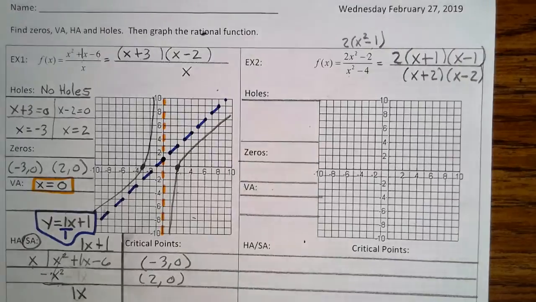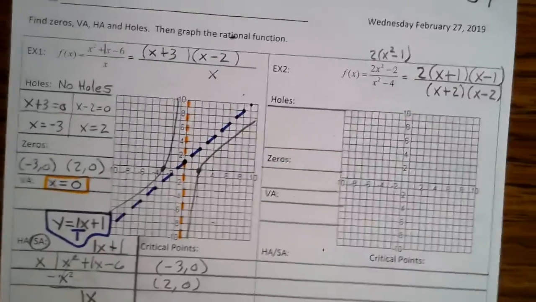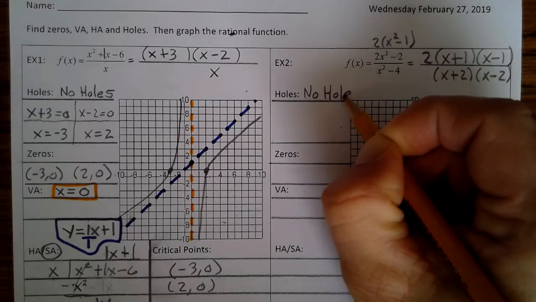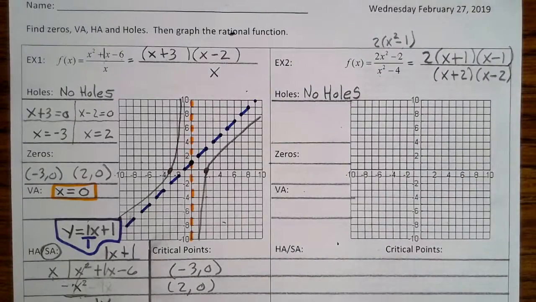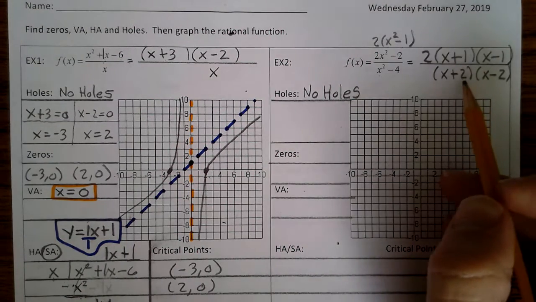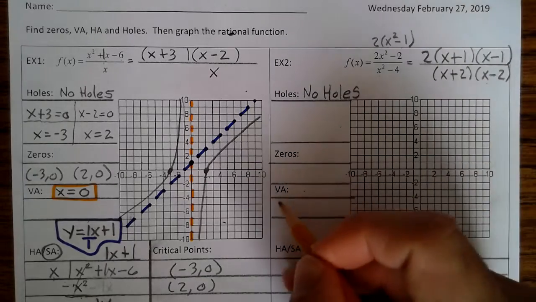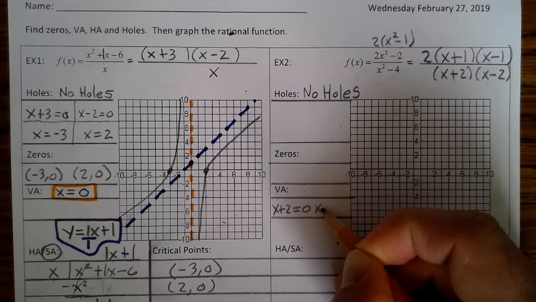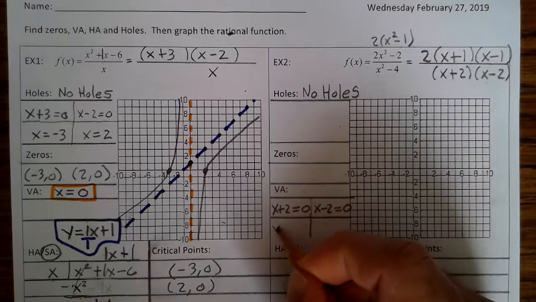And I apologize, I accidentally bumped the camera, so let me readjust that. All right, now nothing divides and becomes 1, so there's no holes. Okay, next step is we want to find the vertical asymptote by setting the denominator equal to 0. So the denominator here is x plus 2 and x minus 2. So that's x plus 2 equals 0 and x minus 2 equals 0. So x equals -2 and x equals 2.